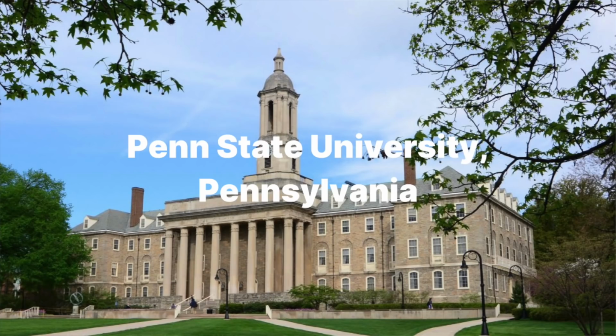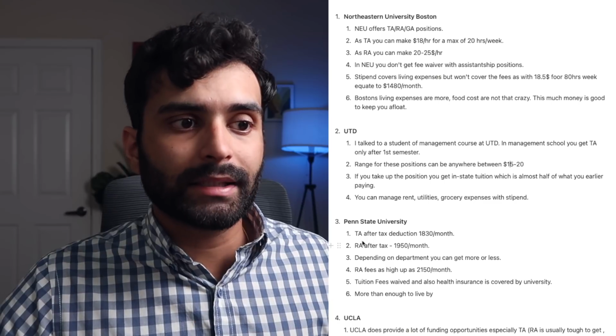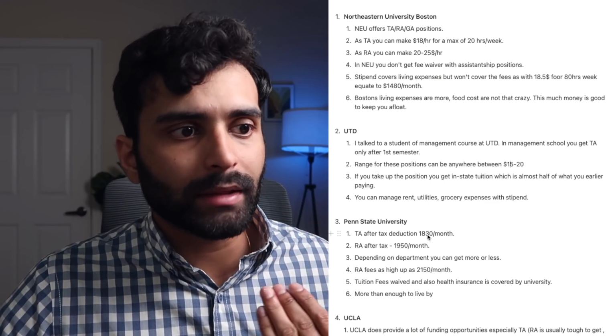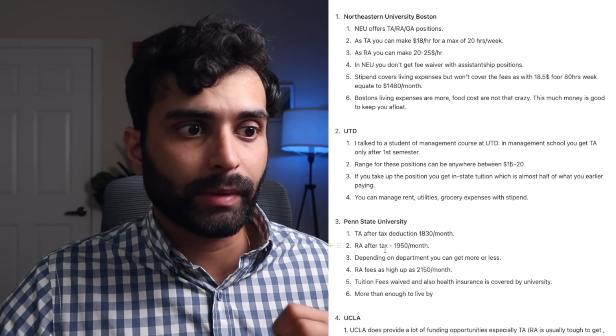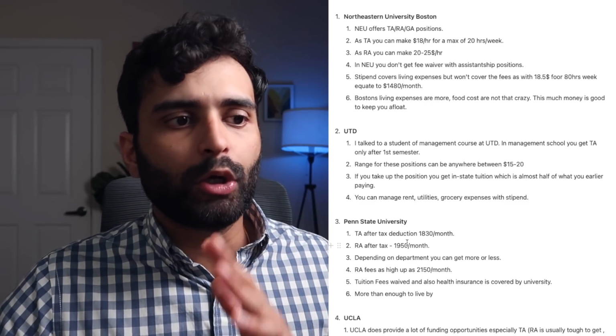Talking about Penn State University in Pennsylvania, TA, this is great. TA after tax deduction makes $18.30 per month, and RA after tax deductions make $19.50. That's $1,900.